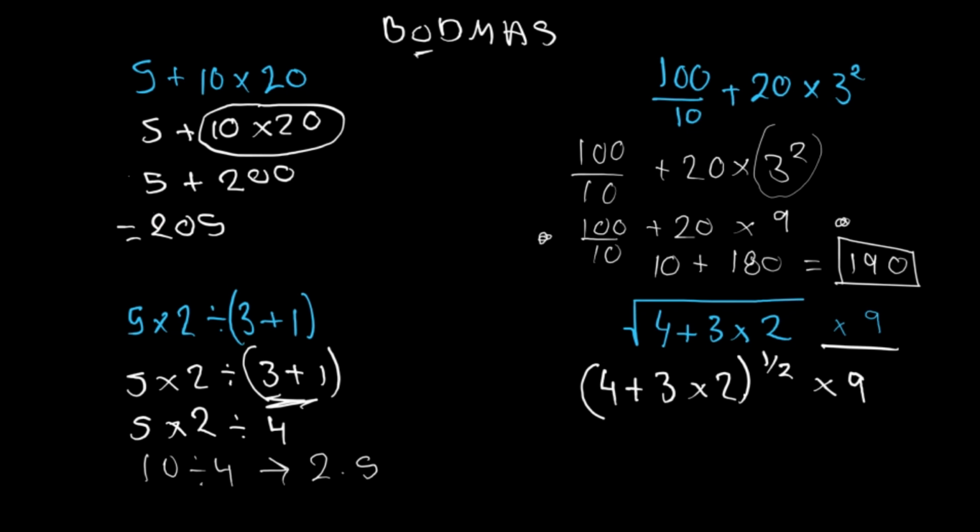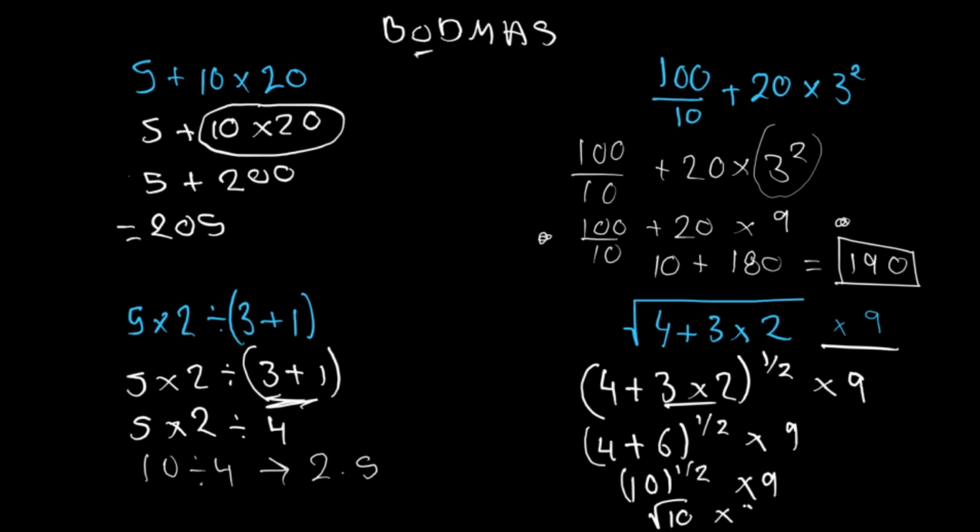4 plus 3 times 2. You do the times first. So 4 plus 6, bracket, to the power of half, and then times 9. You finish off the brackets. So 10 to the power of half times 9. You do the indices, so that remains as square root 10, and then times 9. So your answer is 9 square root 10.